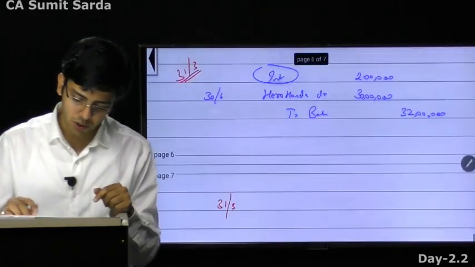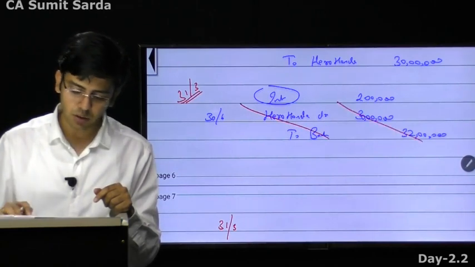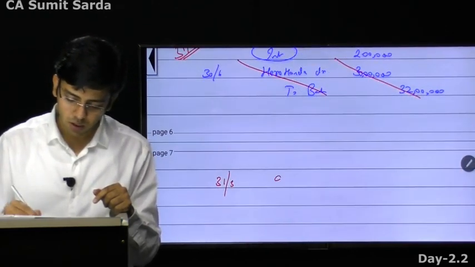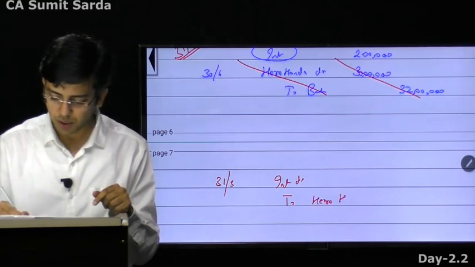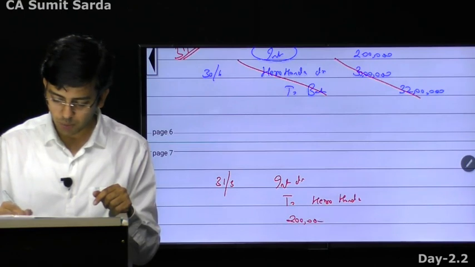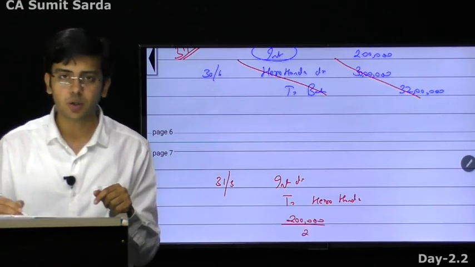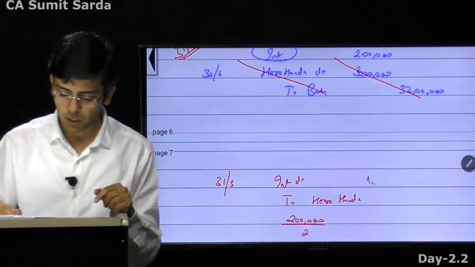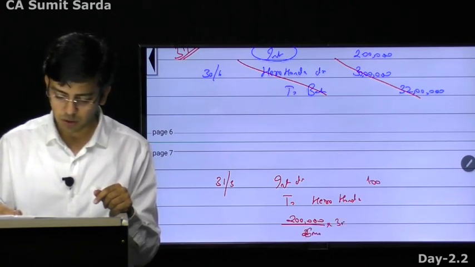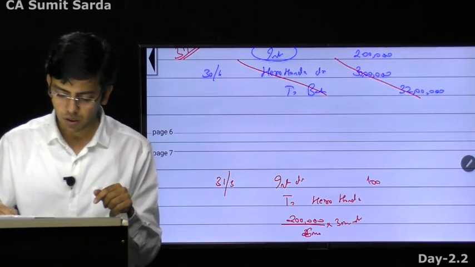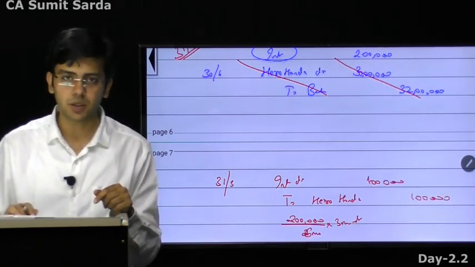On 31st March, if there is a year end in between, this entry gets cancelled. We'll debit interest account to Hero Honda because we haven't paid it till now. So the total interest to be paid over the period of 6 months was 2 lakh, divided by 2, 1 lakh. Why divided by 2, sir? 6 months into 3 months. Now it's better. 1 lakh will be debited as interest.